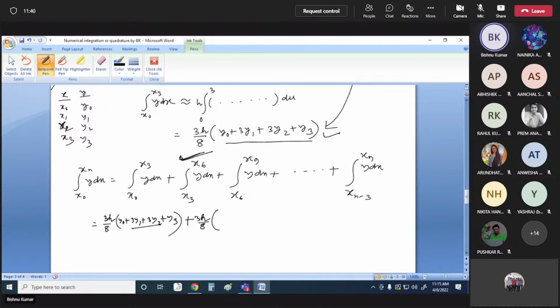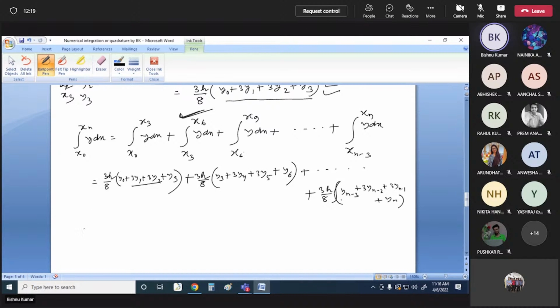By watching this structure, what is the integration value? 3h by 8 outside. At x3, the y ordinate is y3, then the next value 3y4, next value 3y5, next value simply y6. Similarly, for the last integration you can write 3h by 8 times the bracket yn minus 3, 3yn minus 2, 3yn minus 1 plus yn, isn't it?